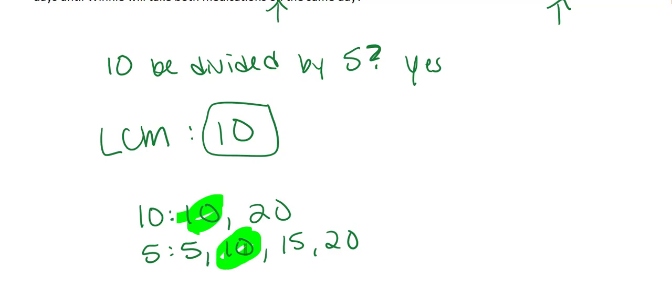So we know if we can divide the larger number by the smaller number, that larger number is going to be our least common multiple between them. So we can say our least common multiple then is 10.